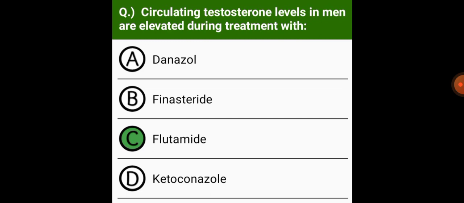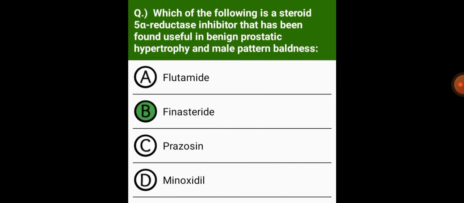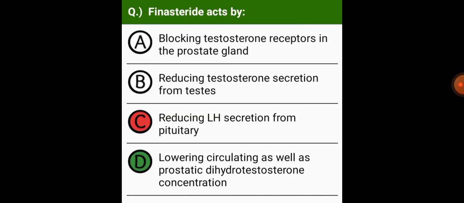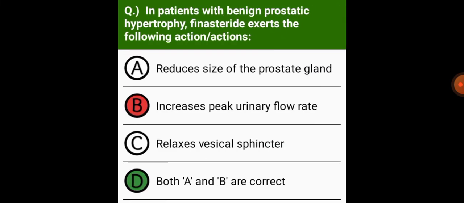Circulating testosterone levels in men are elevated during treatment with flutamide. Which of the following is a steroid 5-alpha reductase inhibitor that has been found useful in benign prostatic hypertrophy and male pattern baldness? Finasteride. Finasteride acts by lowering circulating as well as prostatic dihydrotestosterone concentration. In patients with benign prostatic hypertrophy, finasteride exerts the following actions: reduces size of the prostate gland and increases peak urinary flow rate.